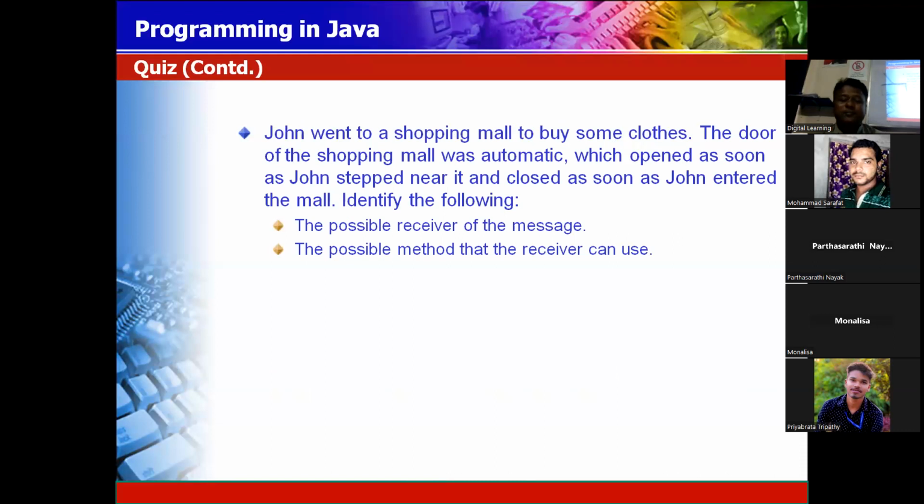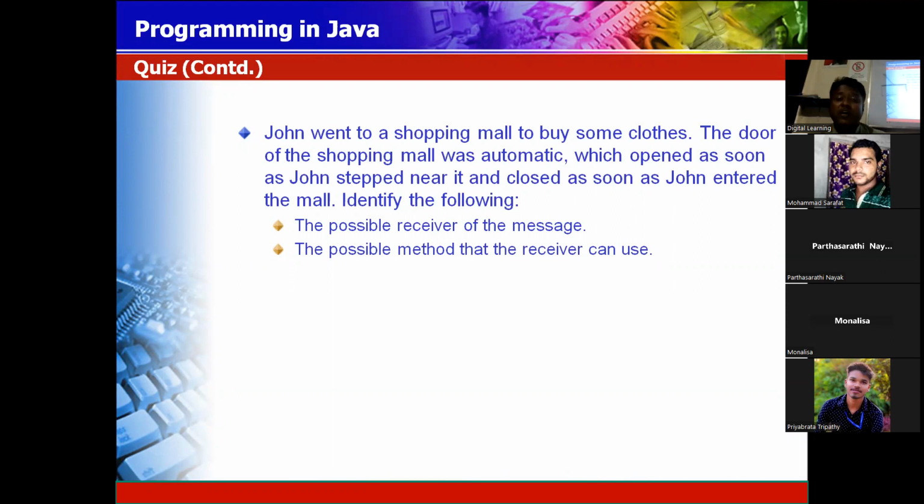Another question: John went to a shopping mall to buy some clothes. The door of the shopping mall was automatic, which opened as soon as John stepped near it and closed as soon as John entered the mall. Identify the following: the possible receiver of the message.